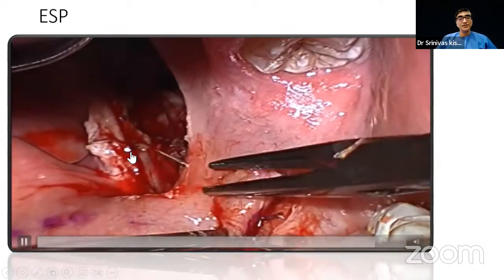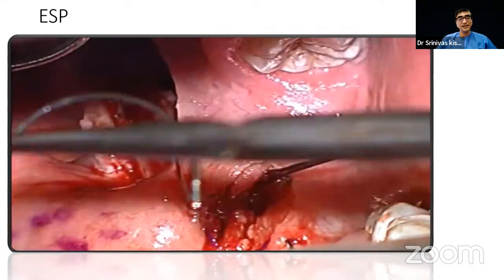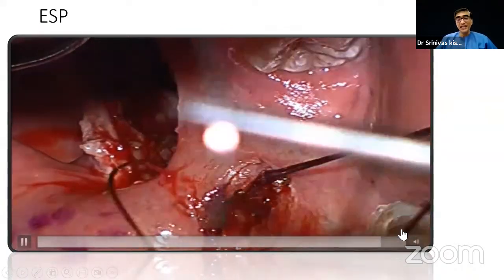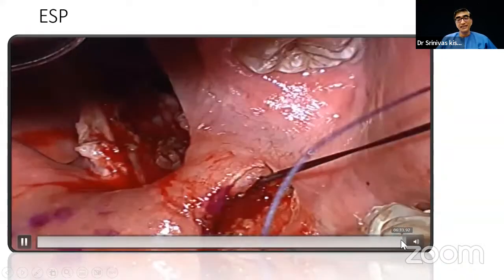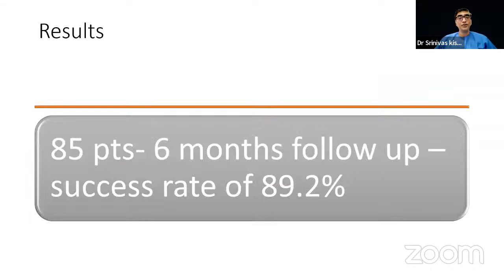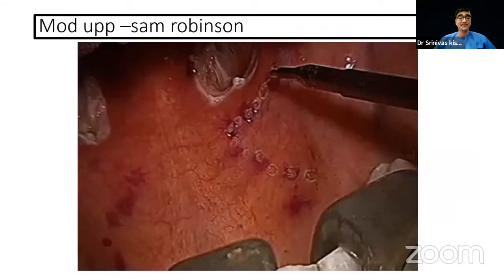And then you go up and then suture it. And at the end of the procedure, you will have a box. And the success rates are pretty good. The 6 months success rate is about 89%.